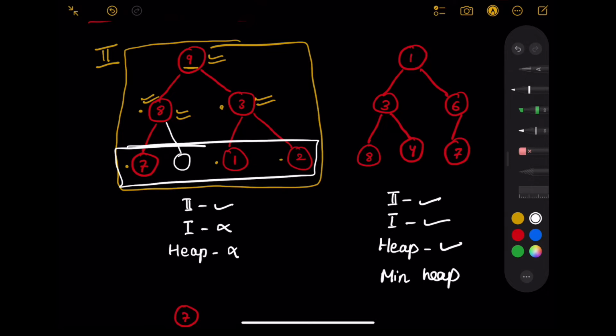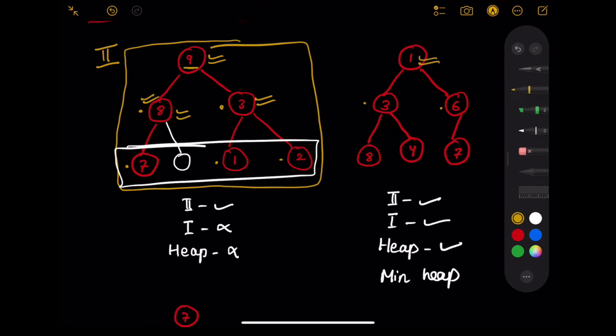In our next tree, this particular tree is following the property of min heap. So in this, every node is smaller than its immediate children. So the root node, which is 1, is actually smaller than both of its children, that are 3 and 6. So this is following the min heap property.